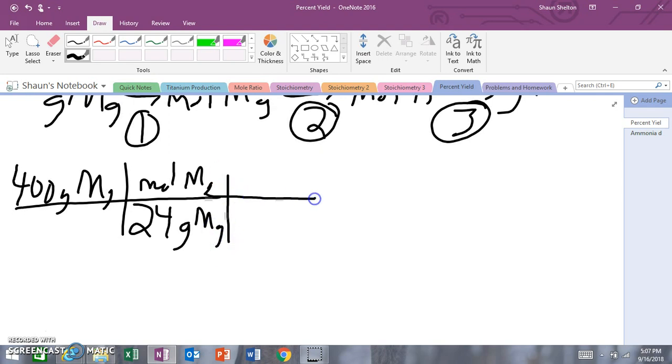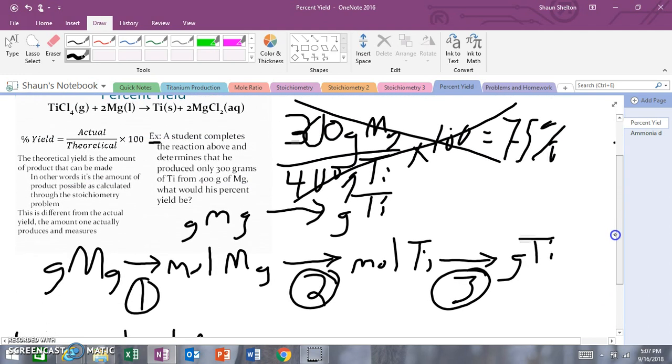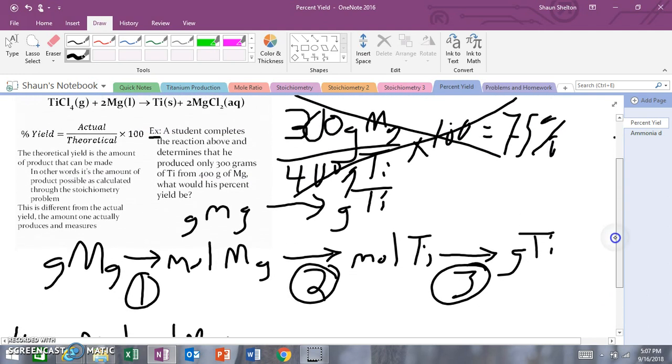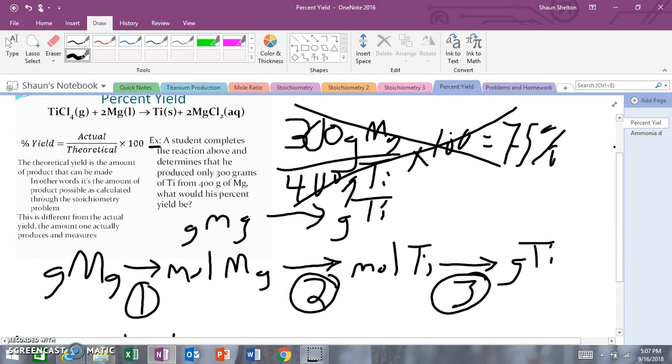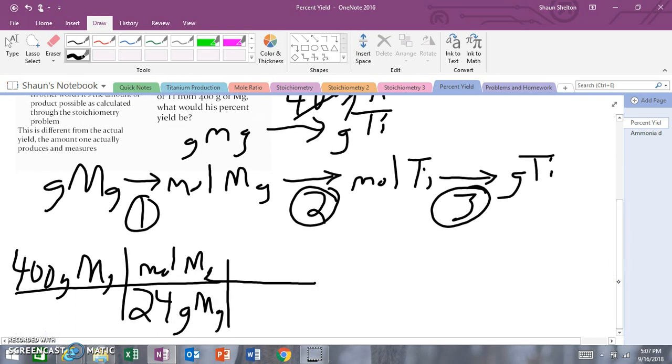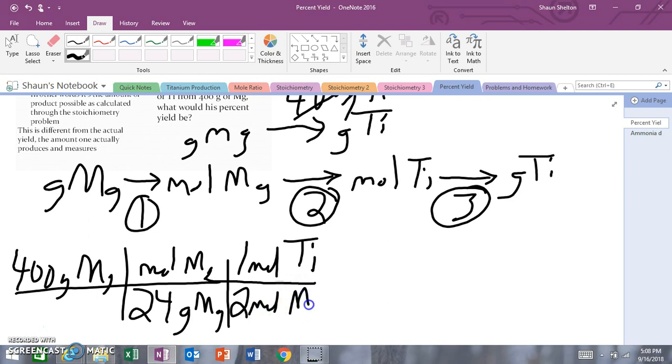The second step tells us that we want to convert moles of magnesium into moles of titanium. The mole ratio is going to be 1 mole of titanium per 2 moles of magnesium. We get that from the balanced equation. So we're going to have 1 mole of titanium on top and 2 moles of magnesium on the bottom. The final step is to convert your moles of titanium into grams of titanium. The molar mass of titanium again is 48 grams per mole.